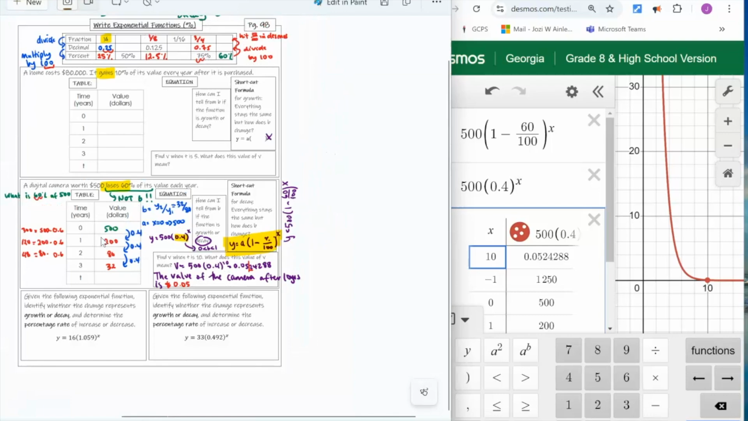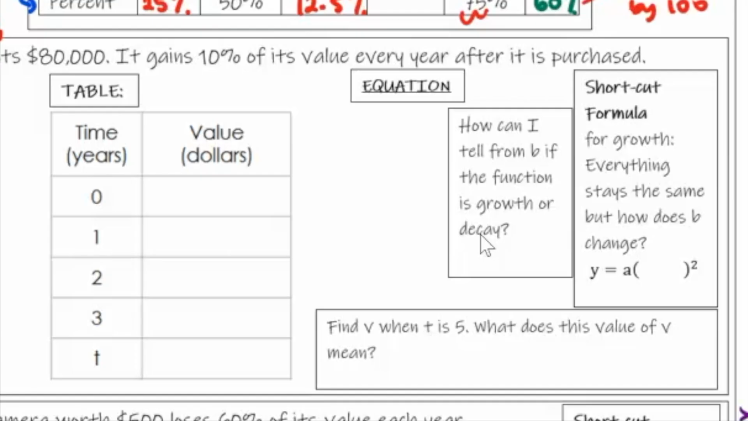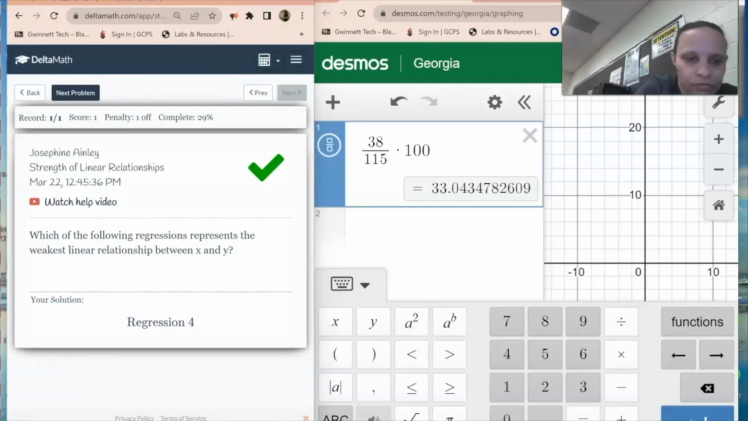All right, so again, you are doing this top part to find my shortcut formula. Please change that to an X. Okay, so it's just the B that's changing. How is it changing? Let's practice.